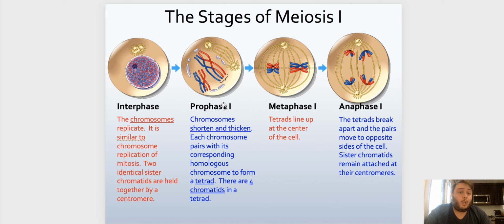It becomes difficult because the names of the phases are the same, as you see, right? Interphase, prophase, metaphase, anaphase, that is the same as mitosis. The way that scientists differentiate is by placing the 1 after prophase, metaphase, and anaphase, and by realizing that in meiosis, there's a tetrad, whereas in mitosis, there isn't. Okay? So that's meiosis 1.